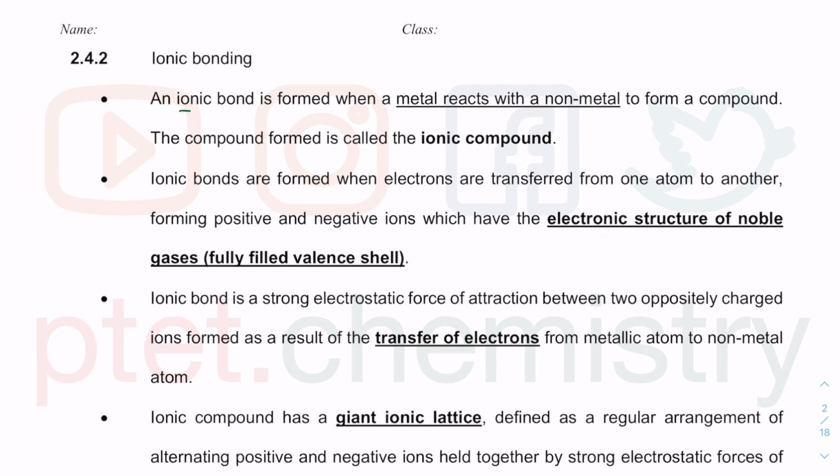When do we get ionic bond? You gotta be prepared for this, all right? So the metal comes from group 1, 2, and 3. The non-metals come from group 4, 5, 6, and 7.